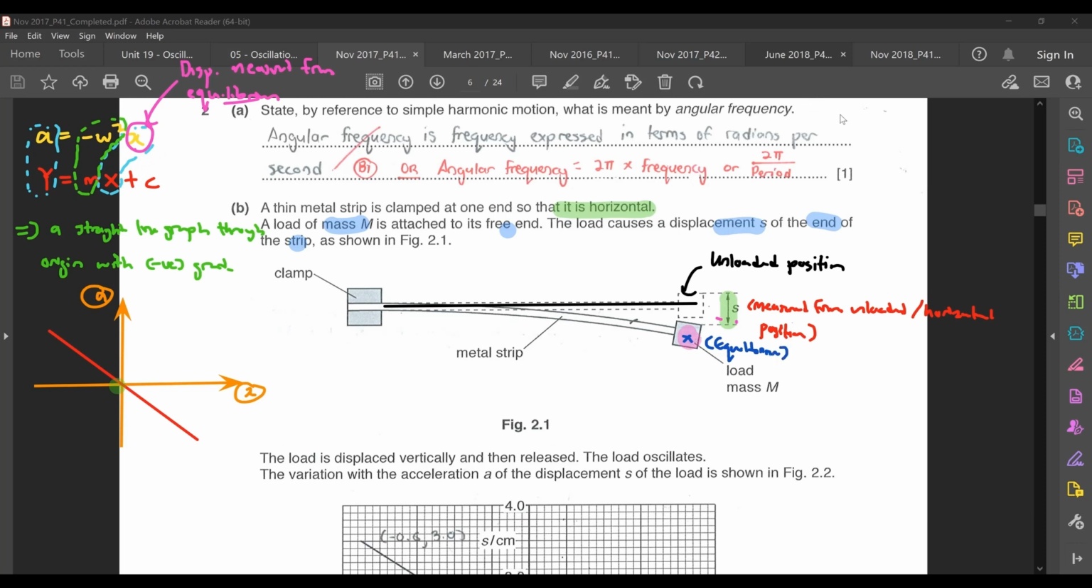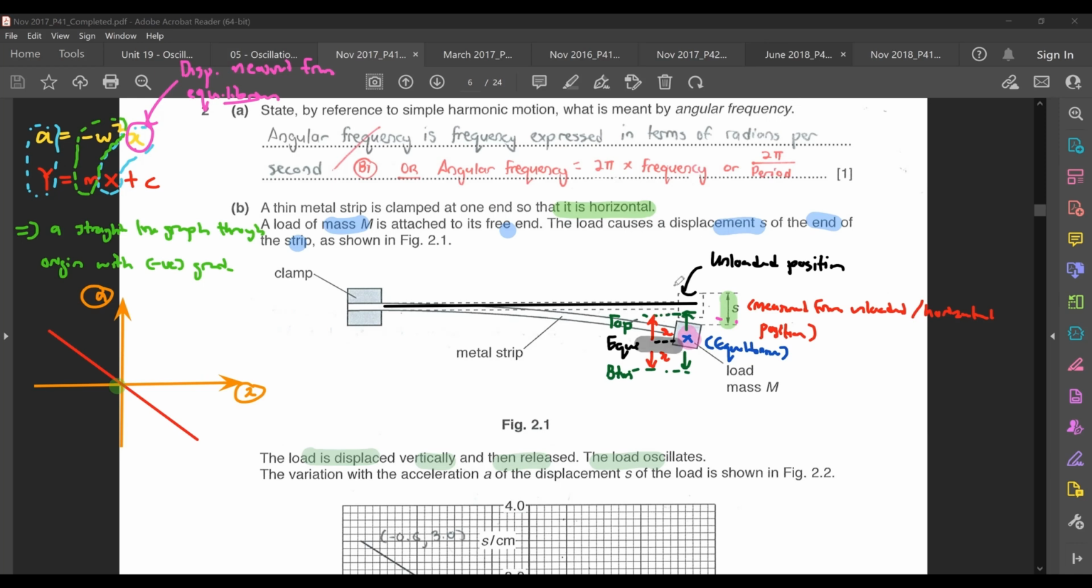They then mentioned that after that, your load is displaced vertically and then released, right? And then your load oscillates. This means that after this, your load just oscillates up and down like this. This one here can be considered as, say, your top position. This part here can be considered as your bottom position. And needless to say, where you are right now, this is considered to be your equilibrium. This is how you're supposed to measure your displacement x from your equilibrium position.